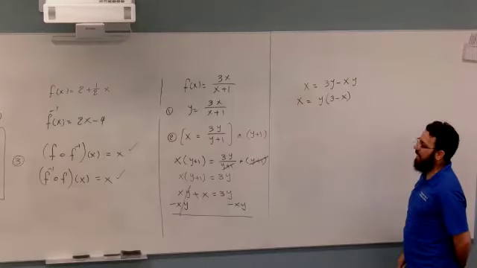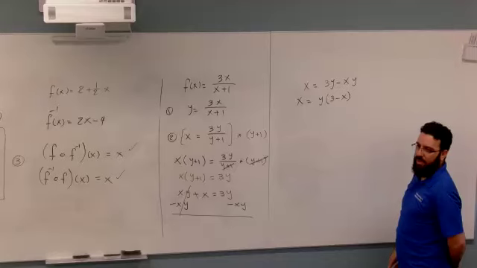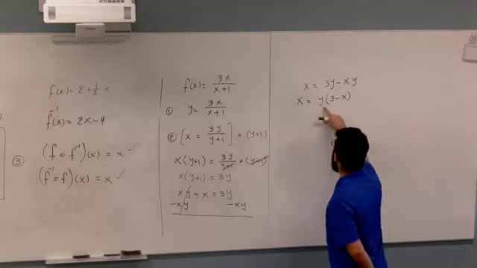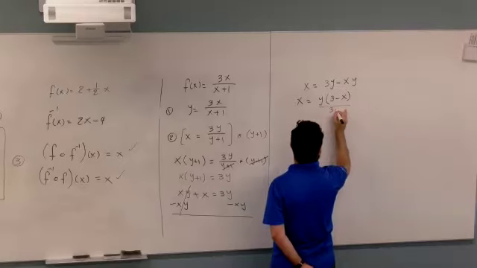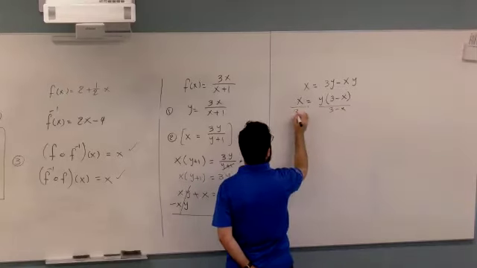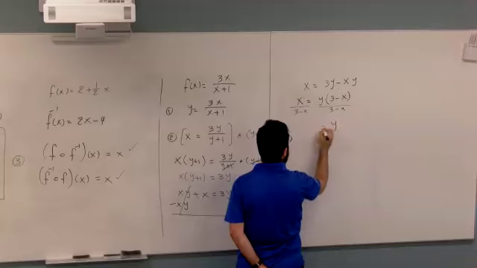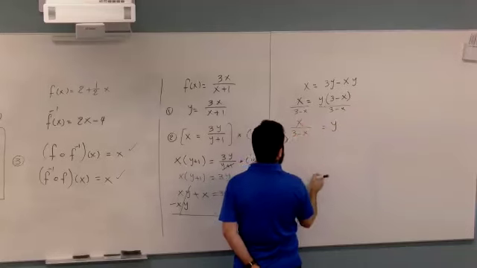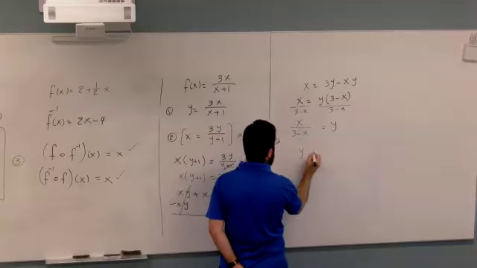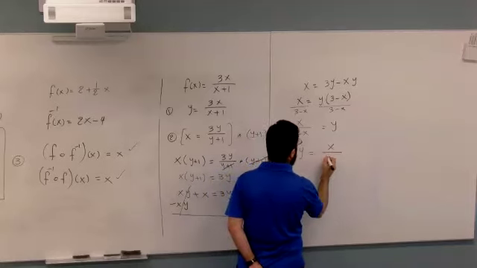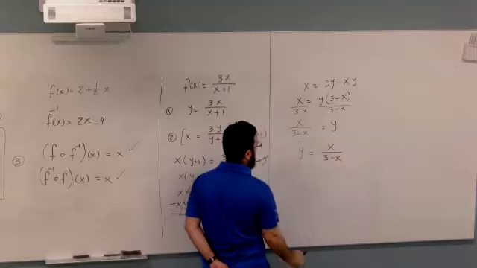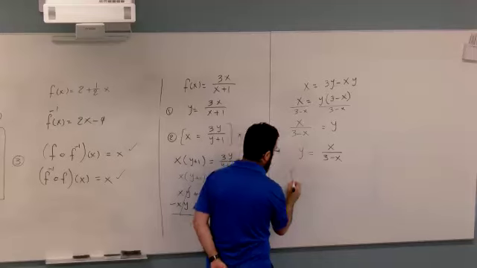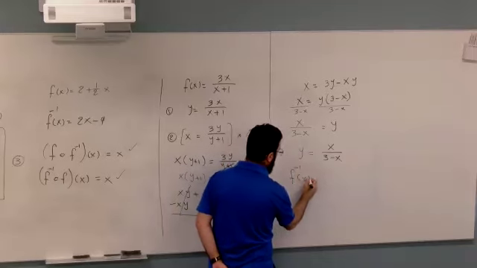Got it? Now what's the next step? I'm going to keep the y by itself. Divide by 3 minus x. So y is going to be equal to x over 3 minus x. Y equals x over 3 minus x. The last step, replace y with f inverse of x equals what?